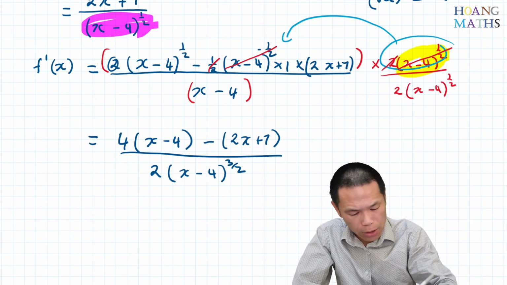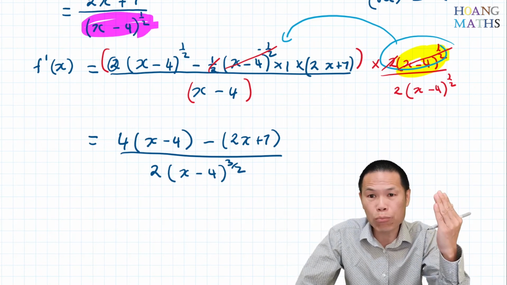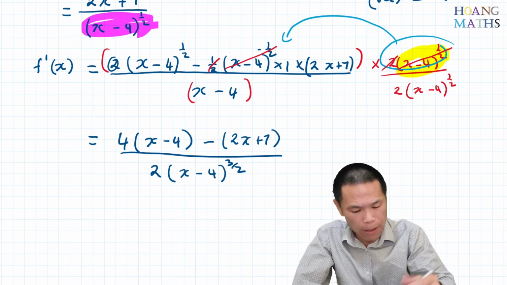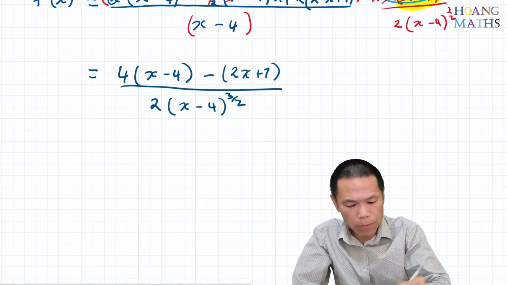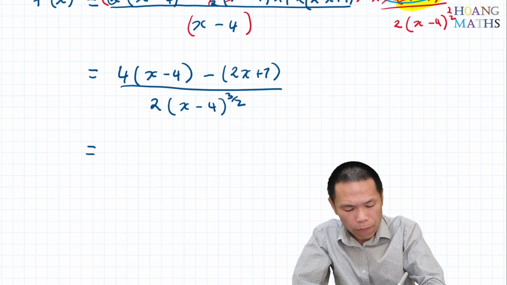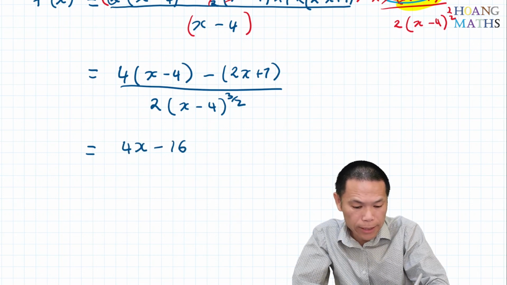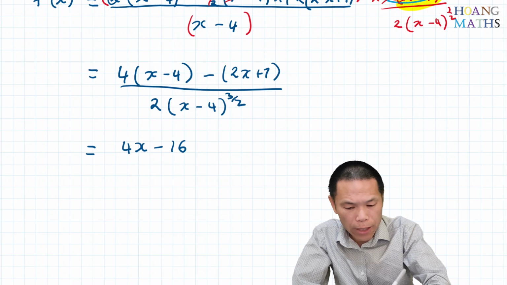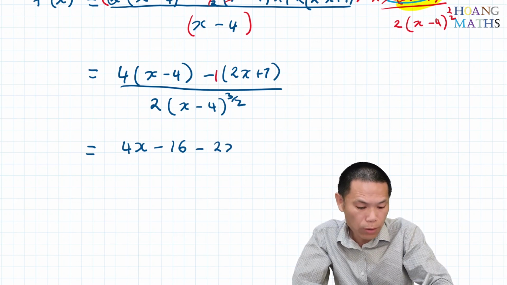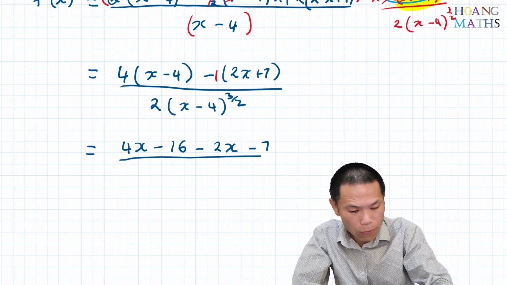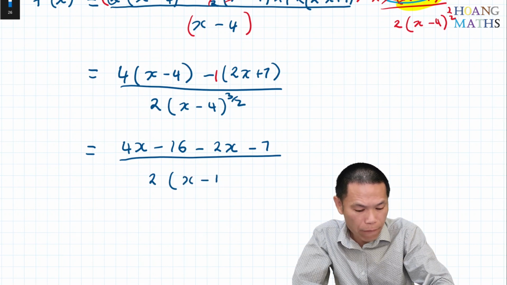Keep that in mind. So now I just need to expand the brackets and simplify a little bit further. So this will give me 4 times x is 4x. 4 times negative 4 is minus 16. So negative 1 in front of this, so we just times by 2. So negative 2x. Negative 1 times 7 is negative 7. Over 2x minus 4 power of 3 over 2.